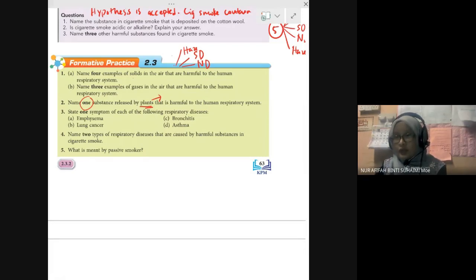Ni attendance semua dah tulis ke ni? Dekat sini ada 11 je. Attendance ni saya nak copy paste. Siapa yang tak tulis nama lagi dekat chat? Sepatut ada 13. 2 orang lagi. Siapa tak tulis nama? Copy paste dekat chat.